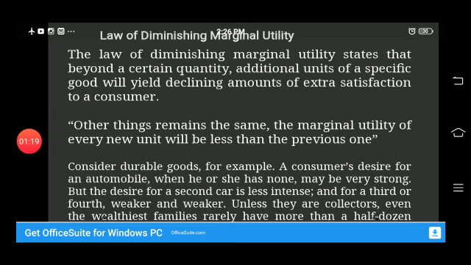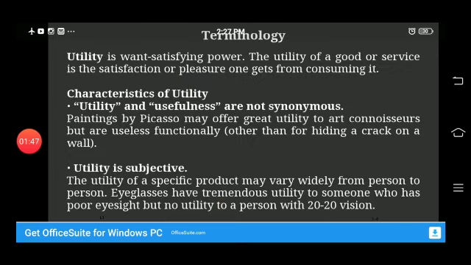But it is saying that let's suppose firstly you do not have any car, you want to have a car desperately. Then if you are able to buy another car, there would not be that much desire for you to buy it. That would be less intense than the previous one. So it says that the marginal utility of every new unit is less than the previous one.